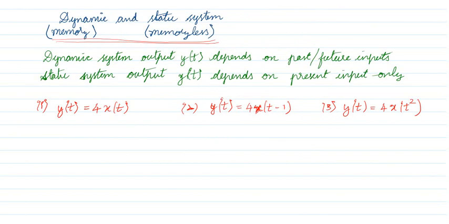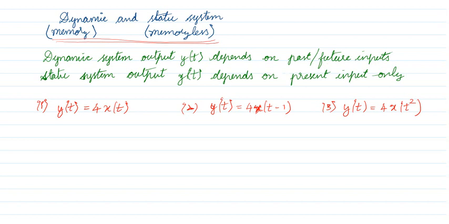Okay. Next we move into something called dynamic and static system. What is dynamic? Dynamic is nothing but another name for memory. Static is memoryless. In a dynamic system, the output depends on past or future or both. Such systems are called dynamic systems. Human beings are dynamic systems.